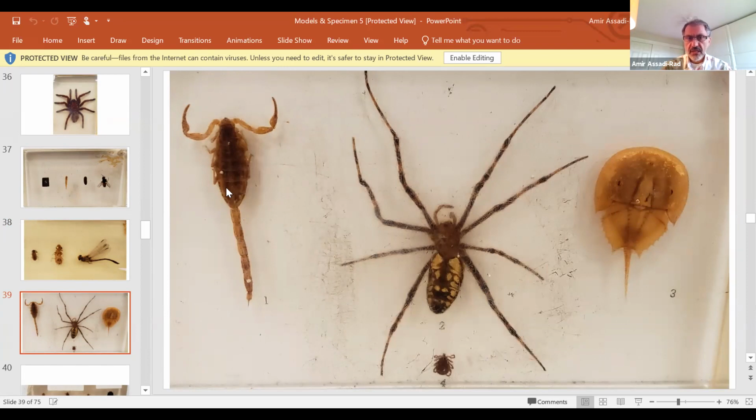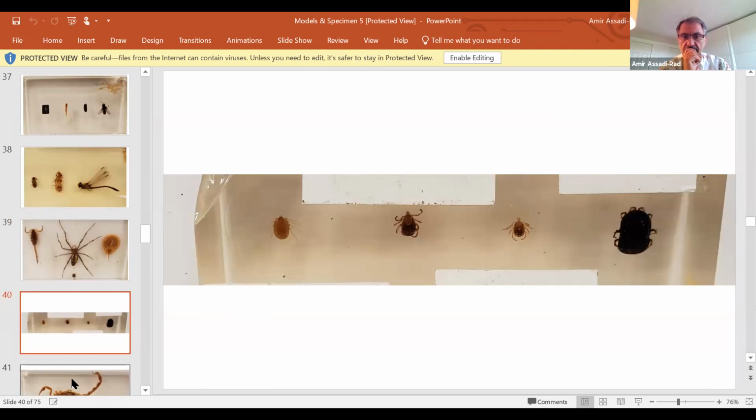Scorpions, order Scorpiones. Spiders, order Acari, is that right? Araneae, and then ticks, Araneae. Ticks, Acari, sorry. Ticks, Acari, and spiders are Araneae. So these are your ticks, different types of ticks. Do not worry about the specific one, but as you know, it is order Acari.